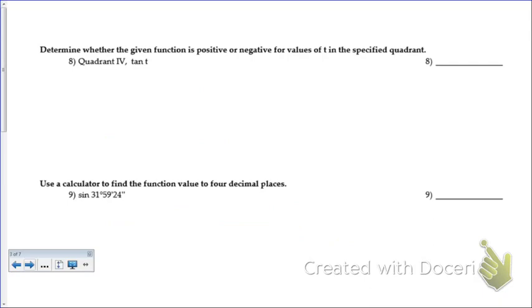Number 8, determine whether the given function is positive or negative for values of t in the specified quadrant. So it's like the first page where we've got our coordinate plane. This time we are coming around here and we're going to end up in the fourth quadrant, so we're over here. In the fourth quadrant, the x is positive and the y is negative. And it wants to know what tangent is going to be.